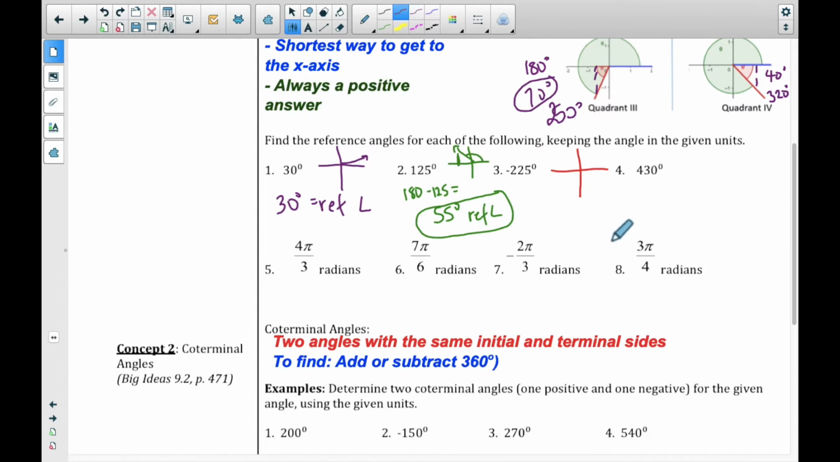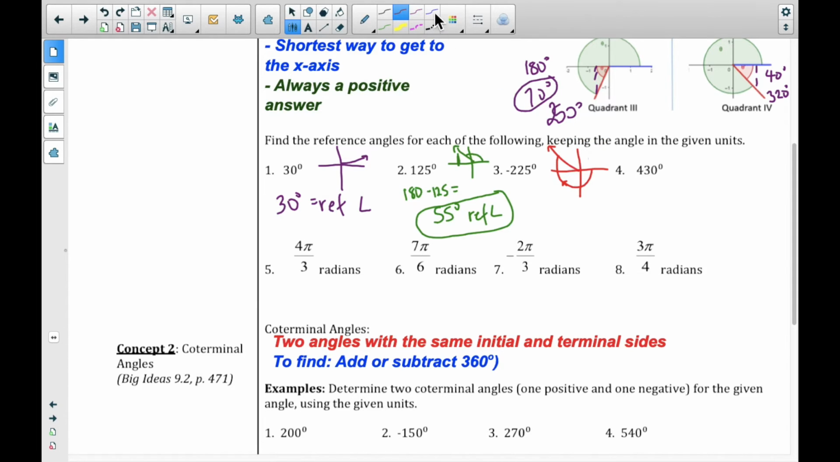Negative 225. Where is negative 225? Well, negative, of course, means that we go this way. So we're going this way. We want to go past the 180, but not quite to the 270. So we're actually going to keep on going maybe about here.